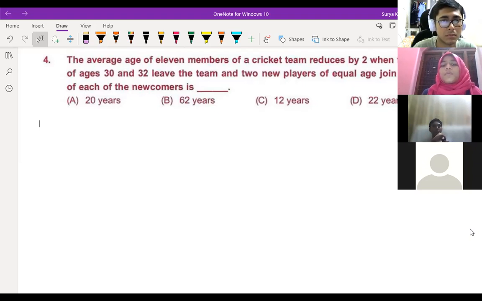The average age of 11 members of a cricket team reduces by 2 when 2 players of age 30 and 32 leave the team and 2 new players of equal age join it. The average age of the 11 members of the team reduces by 2. So anyone tell me how to do this question? The average age of 11 members of a cricket team reduces by 2 when 2 players of age 30 and 32 leave the team.